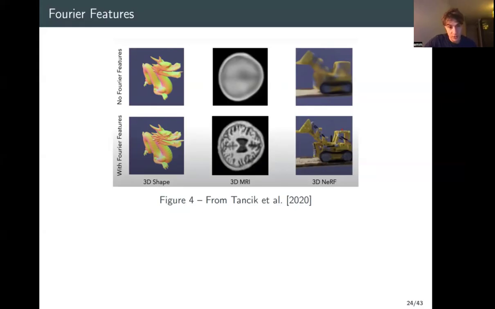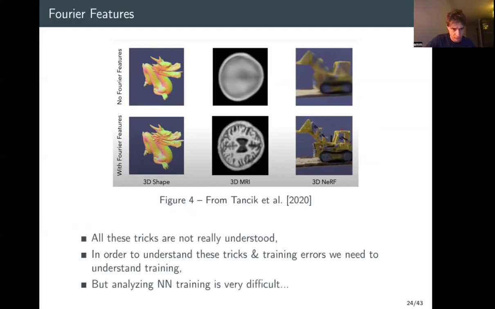This is used quite a bit in computer graphics and in different domains. Also a lot in diffusion models, when you're giving time as input, it's used quite a bit. But these tricks are not entirely well understood.